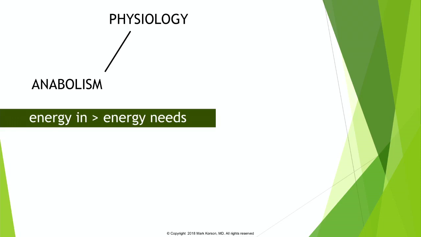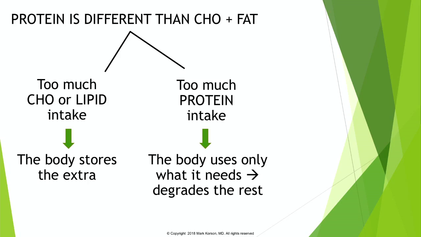So what triggered it, what went wrong? We talked a little bit about the symptoms, but what's the trigger here? So let's consider physiology. If anabolism is that process in which there's more energy coming in than the body needs, and that's what we use for growth, for building muscle, and so on, then we're getting in calories from fat, carbohydrate, and protein. If we eat too much sugar or fat, our bodies store the extra. Extra protein, the body uses only what it needs and it gets rid of the rest. Which is probably why humans have evolved to eating three times a day.